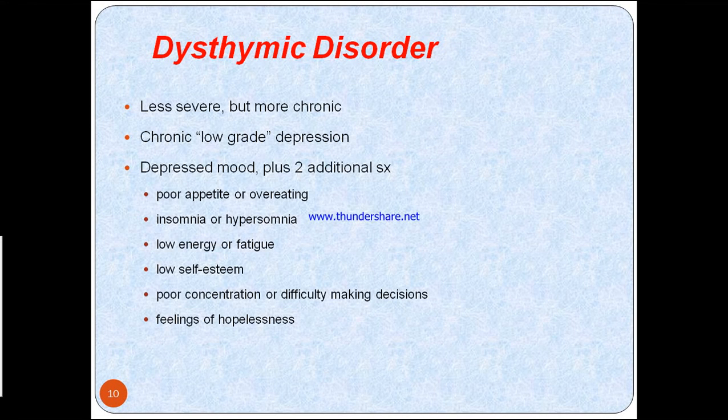Dysthymic disorder is that less severe but more chronic form of depression. It is chronic low-grade depression. It's depression, it has a criteria, but it's less severe. The criteria is depression of mood plus two additional symptoms like poor appetite, insomnia or hypersomnia, low energy or fatigue, low self-esteem, poor concentration, difficulty making decisions, feeling of hopelessness.